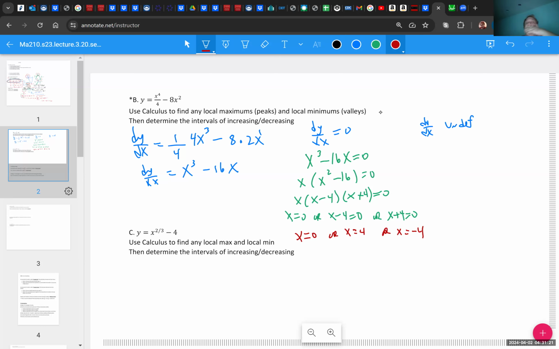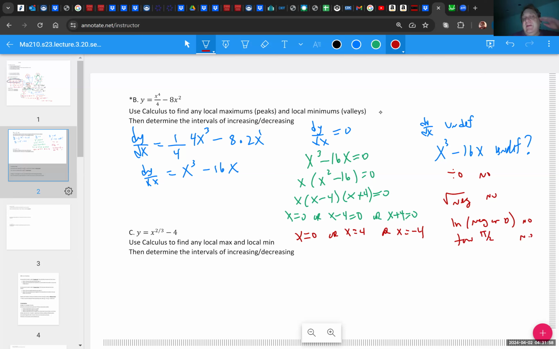They're critical points. Let's find out when the derivative is undefined. So we want to find out when the derivative, which is x cubed minus 16x, is undefined. Do we divide by 0? No. Do we take the square root of a negative number? No. Do we take the log of a negative number or 0? No. Do we take the tangent of pi over 2? No. Why am I listing these things? Because there's only a few things in math which are just not computable. Division by 0 is the most common, happens more often than these other things.